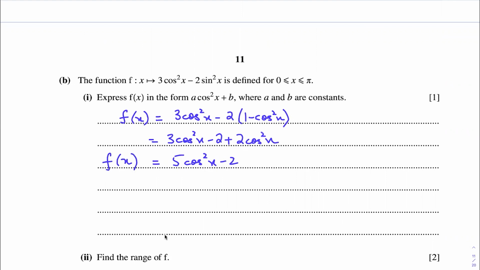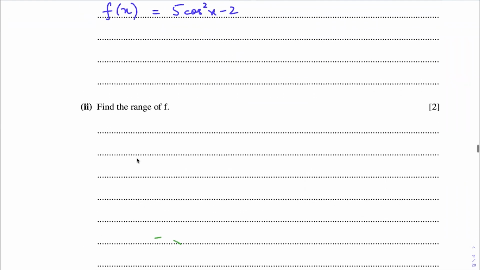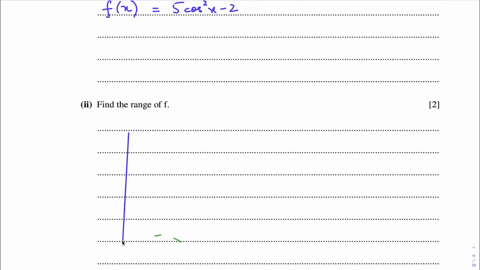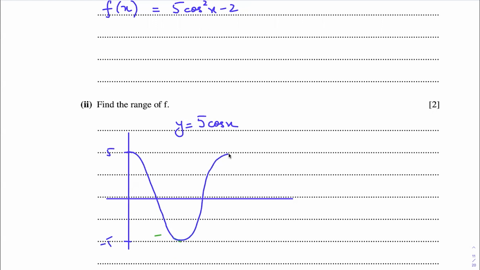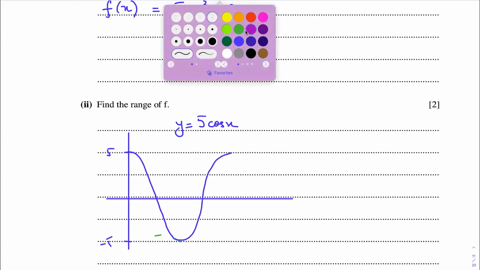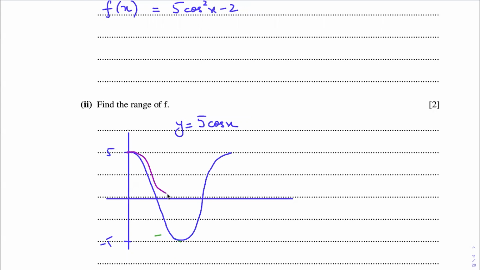Now in part 2, we have to find the range of f. To find the range of f, it is better to use a graph as it easily tells us what the maximum and minimum values are. Now if you draw a graph of y is equal to 5 cos of x, so let's say this is 5 and this is minus 5, a graph would be drawn like this. Now, because of the squared sign, the negative values become positive and the graph is drawn like this. So if it was just a graph of y is equal to 5 cos squared of x, our maximum value would be 5 and our minimum value would be 0.